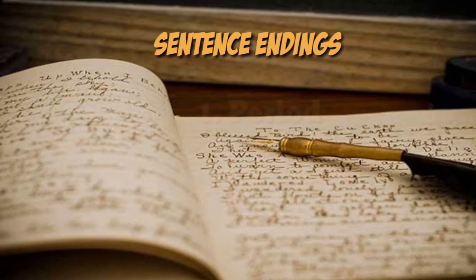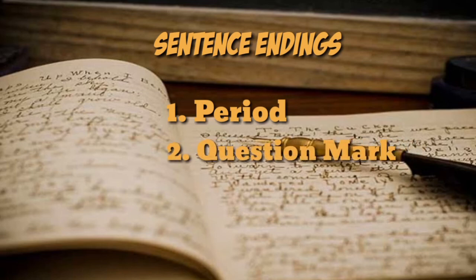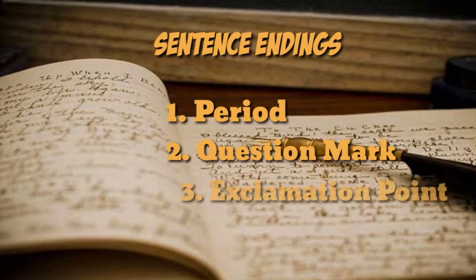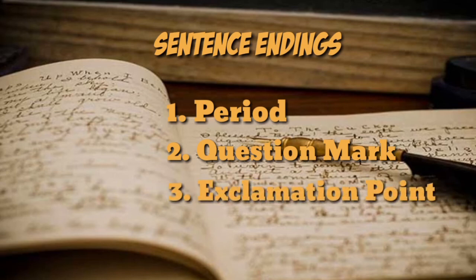The period. It is placed at the end of declarative sentences, statements thought to be complete, and after many abbreviations. Use a question mark for direct questions when placed at the end of the sentence. The exclamation point. It is used when a person wants to express a sudden outcry or add emphasis.